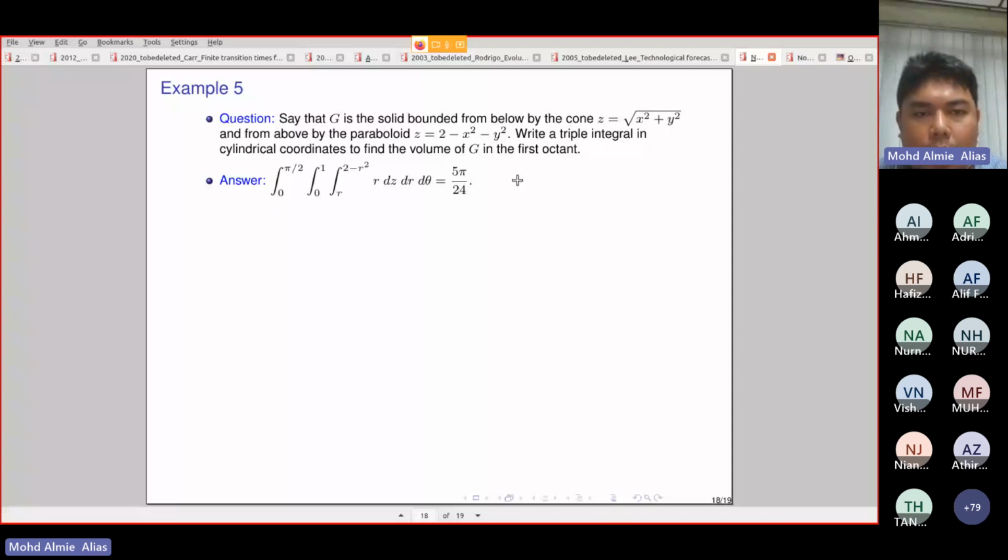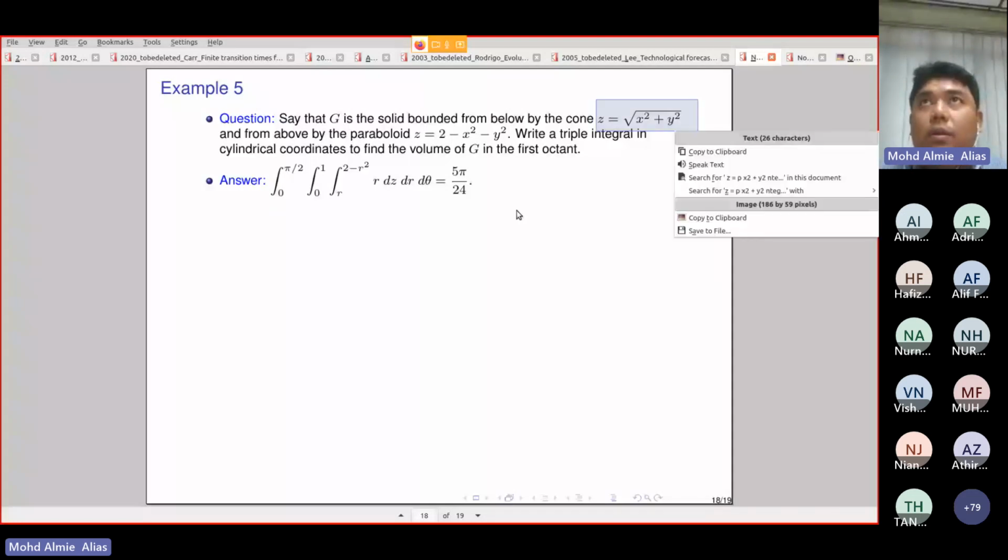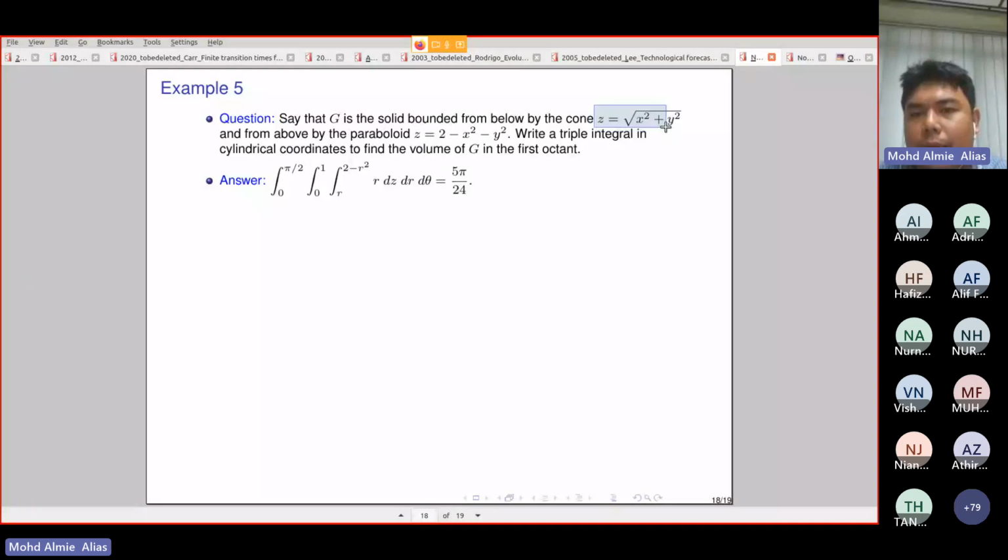So there is a bit of information here. This is a cone. When we learn about cylindrical coordinates tomorrow, then I think we will get a clearer picture of why this is called a cone.